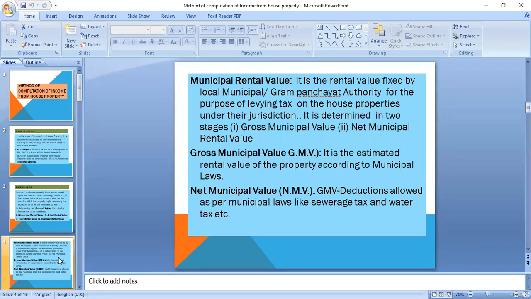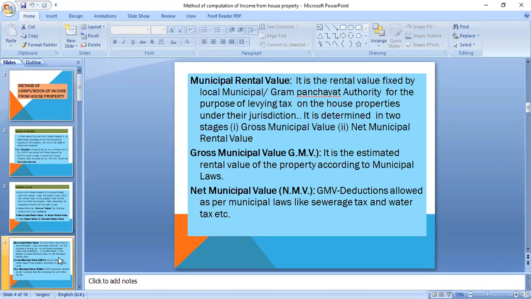Yesterday we were discussing that if you are not paying tax on that value, then you are trying to evade the tax. As you know, either the local GHMC authorities, the municipal authorities, or the panchayat authorities are going to collect the property tax. For the purpose of collecting the property tax, first they have to identify the municipal rental value of a house in that particular locality. Based on that, they are going to levy the tax.